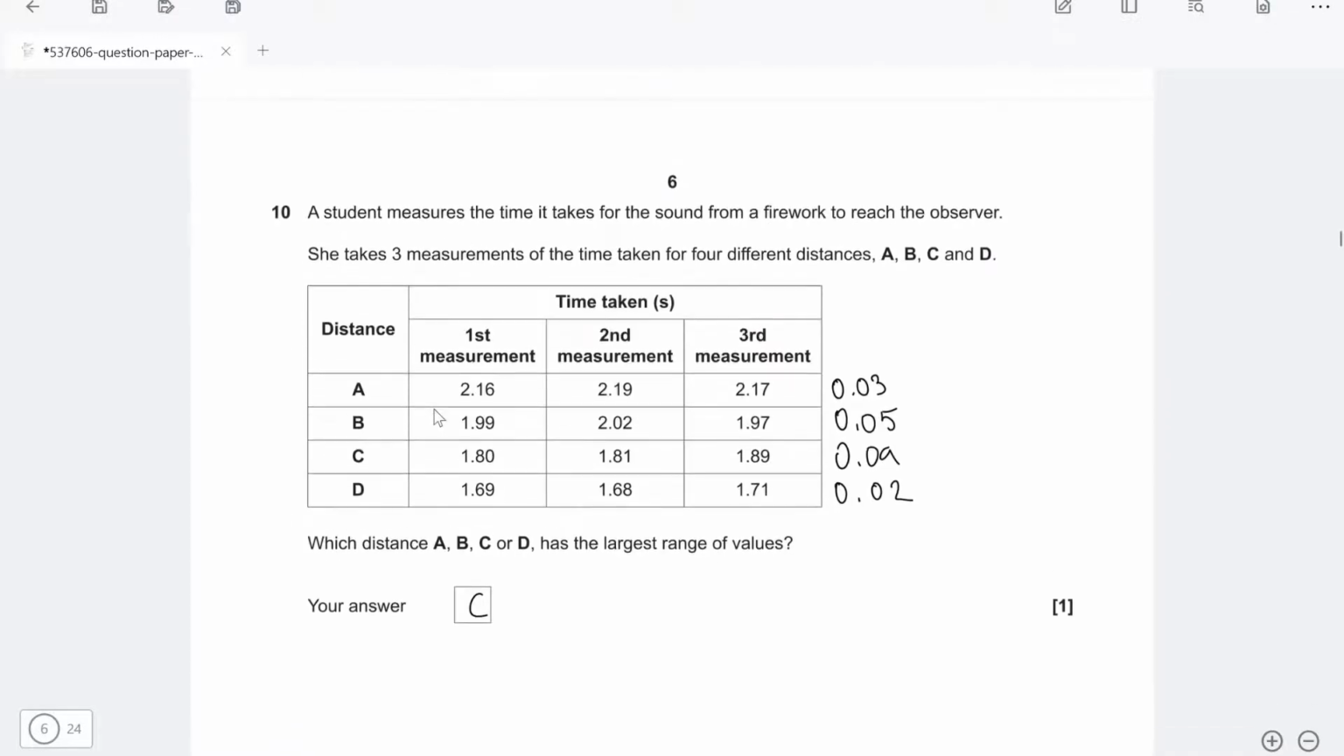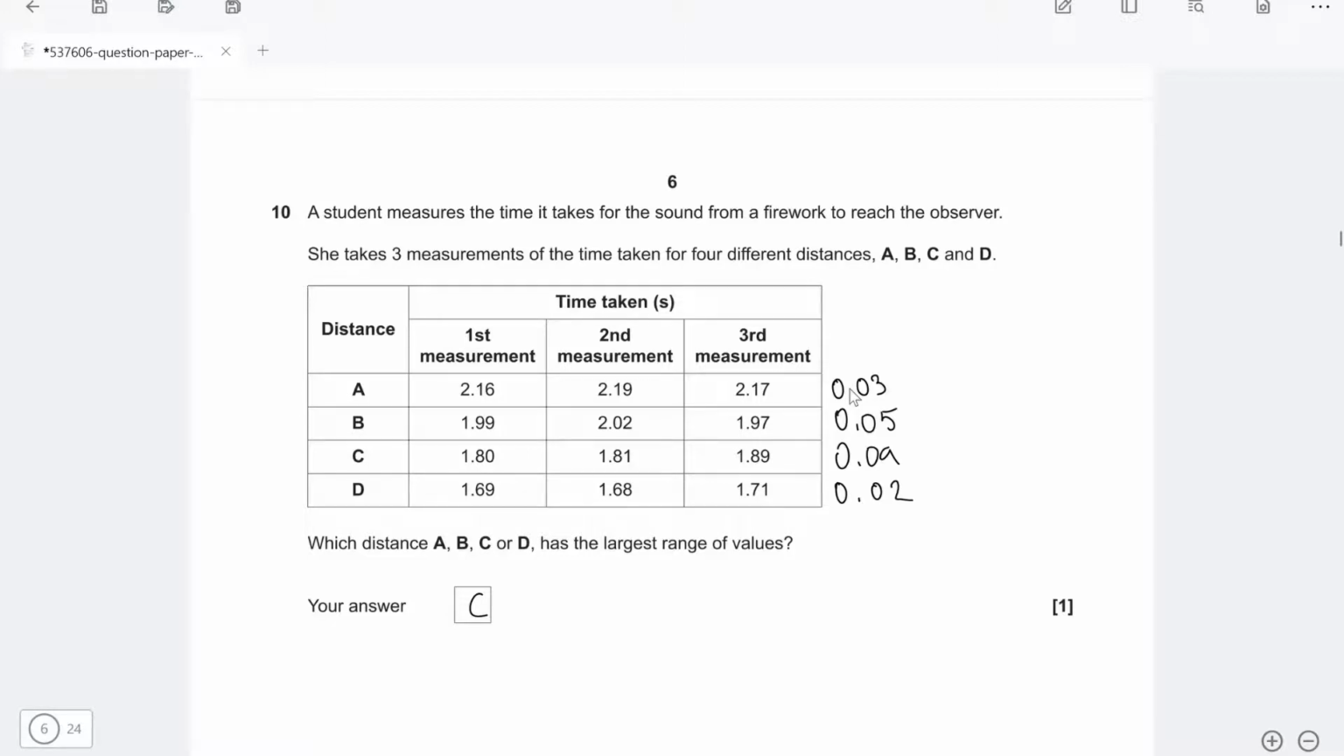Question 10. A student measures the time it takes for the sound from a firework to reach the observer. She takes 3 measurements. Which distance, A, B, C, or D, has the largest range of values? In order to look at the range of values, we need to look at the difference between the highest value and the smallest value. For this one here, the smallest is 2.16 and the largest is 2.19. That's going to give us a range of 0.03.